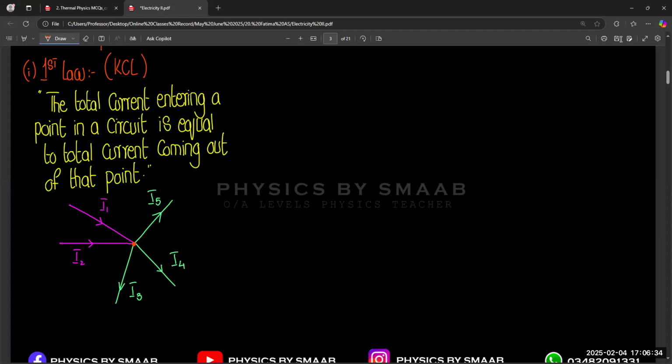And from this diagram, we can make an equation. For example, the sum of all input current is equal to the sum of all output current. So input current is I1 plus I2 only, but output current is equal to I3 plus I4 plus I5.